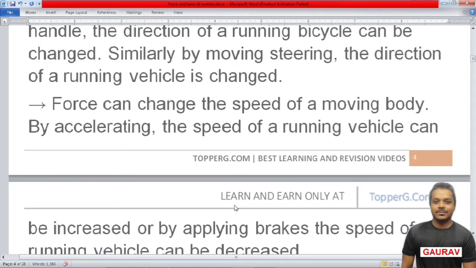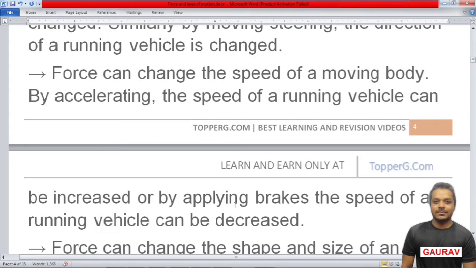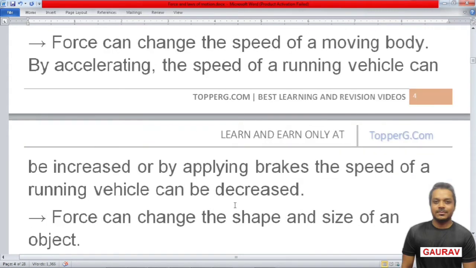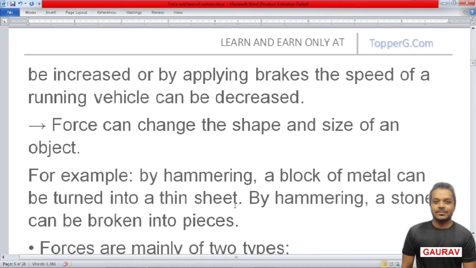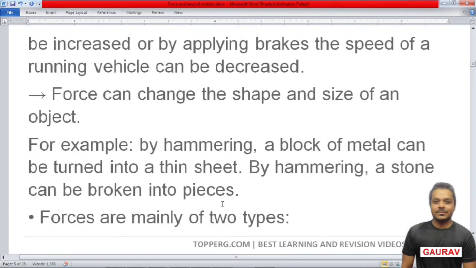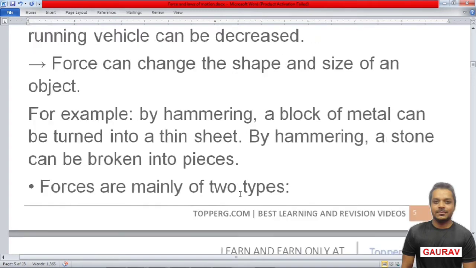Force can change the speed of a moving body. By accelerating, the speed of a running vehicle can be increased, or by applying brakes, the speed of a running vehicle can be decreased. Force can change the shape and size of an object. For example, by hammering, a block of metal can be turned into a thin sheet. By hammering, a stone can be broken into pieces.